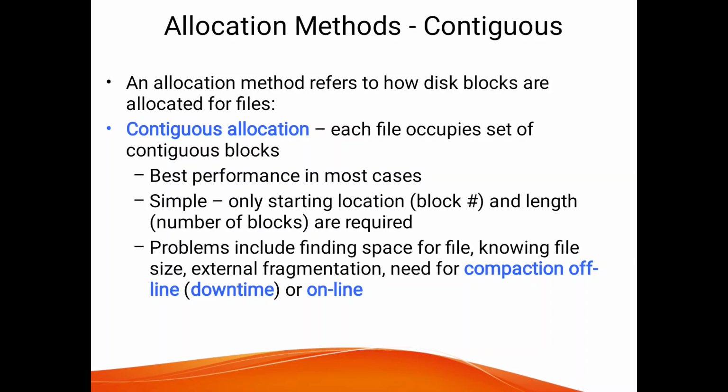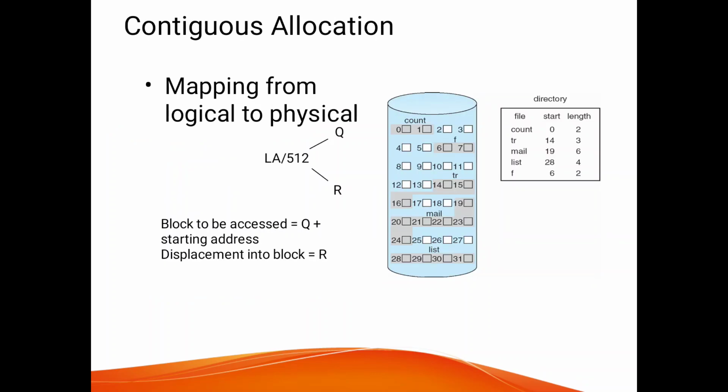compaction of the file, and compaction offline or online. In contiguous allocation, the mapping from logical to physical: the block to be accessed is q plus the starting address, and the displacement into the block is r. That is the target address.